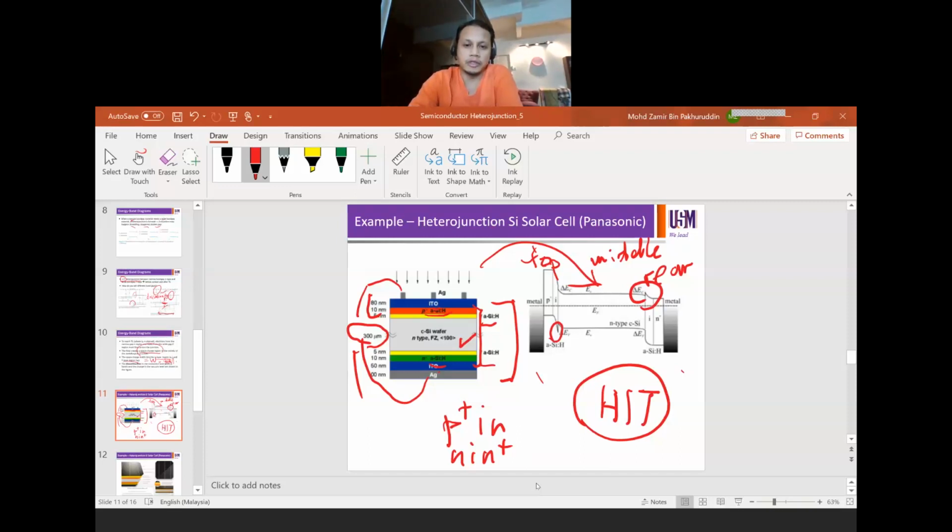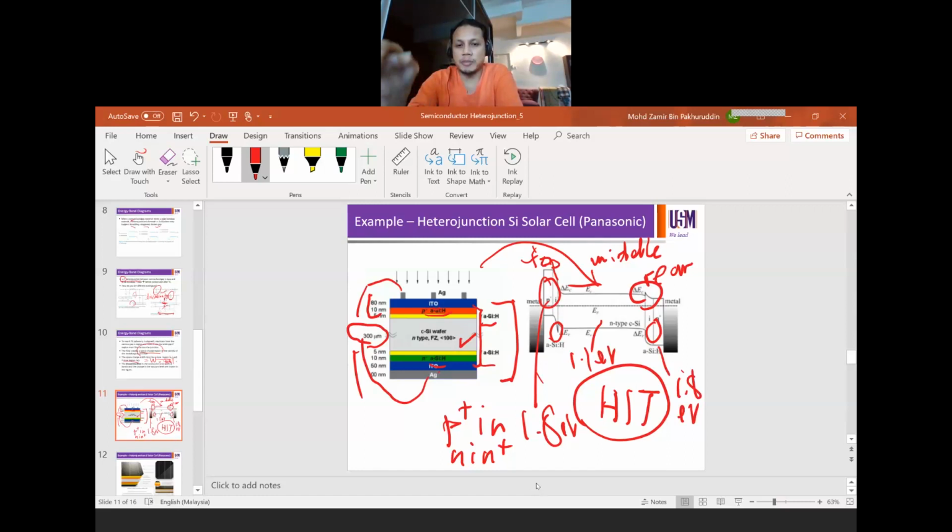So this one is 1.8 eV. The center part is 1.1 eV. Then kat sini 1.8 balik. 1.8 eV, right? So it's a heterojunction on the left and on the right, or on top or at the bottom, right?